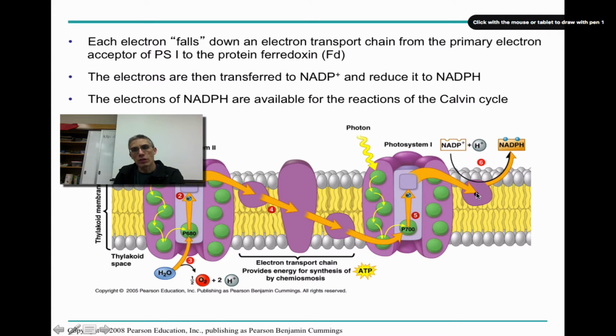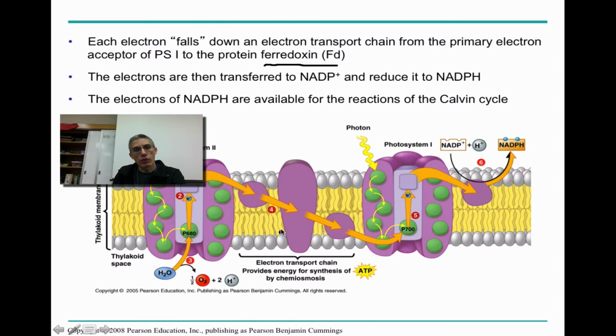The difference between the two is that this one is relatively short compared to the length that you see here for photosystem 2. What it's going to do is fall to a protein called ferredoxin, and that's what this protein is right here. So the electrons are then going to be transferred to NAD+, and that NAD+ is going to be reduced to NADPH. Now what you're going to notice is that we have two very tiny blue dots right here. Both of those blue dots represent electrons.